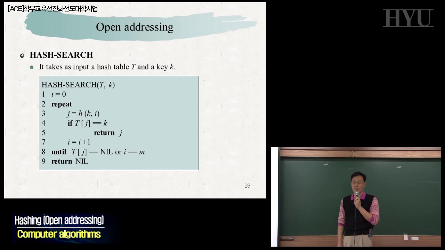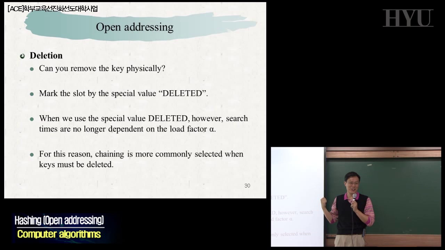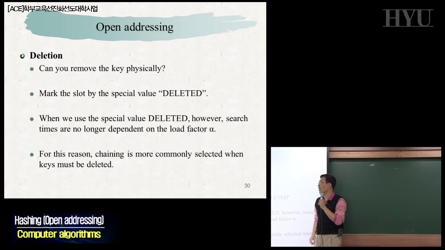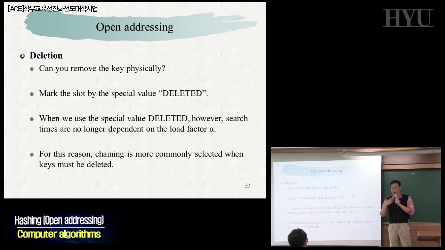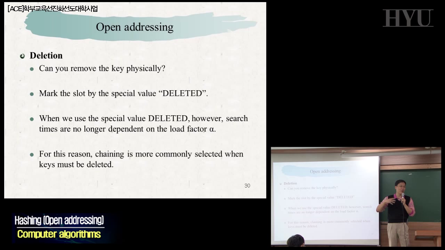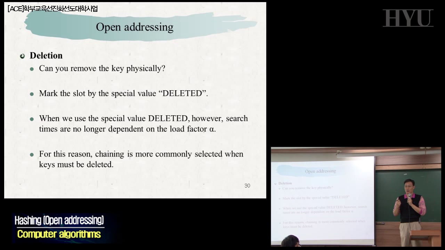Why is this condition added? Empty. That's why I asked you the question in the search. So these two things are related. So we cannot remove the key physically. If we remove it, then the search function doesn't work properly. So instead, we mark the slot with the special value deleted. It can be any integer, such as -1, -2. That is some invalid value.